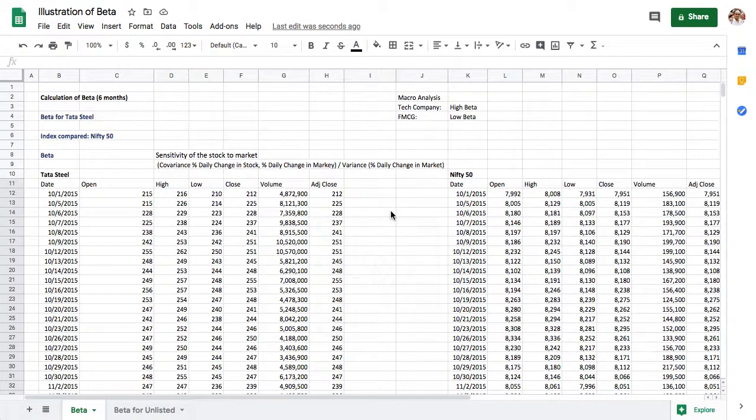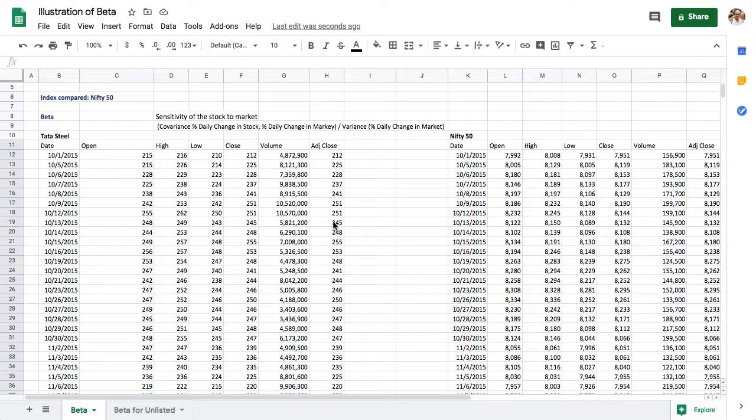Hey guys, let's try to calculate beta today. So I'll be doing two examples, one for a listed company and the other for an unlisted one. The listed company beta calculation is pretty straightforward, but let's take 2 seconds to understand what beta is.